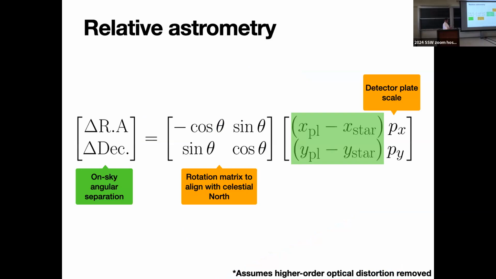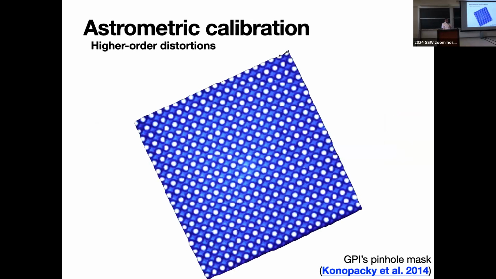I should note that this equation assumes you've already corrected all the higher order optical distortion within the instrument. So this is effects like pincushion, where you have some strange optical distortion on the detector. This is typically measured during commissioning and then maybe irregularly afterwards in routine calibrations.